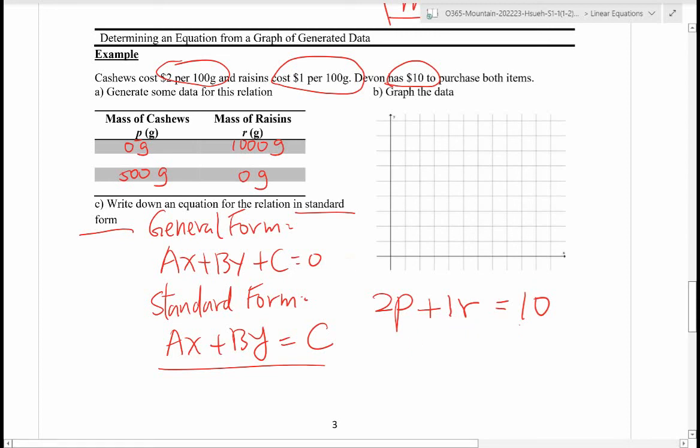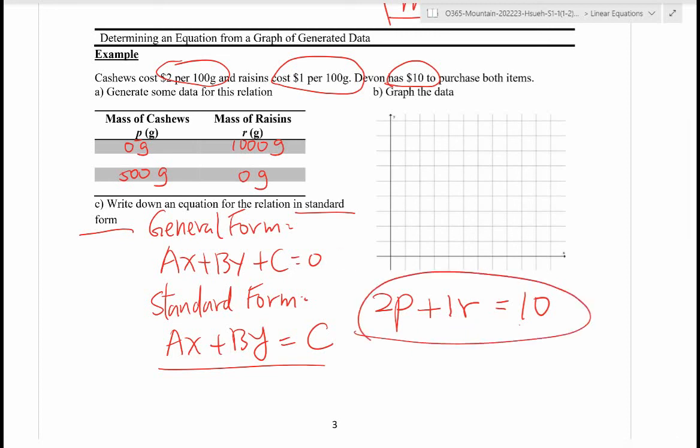2p plus 1r is equal to 10. Okay, so this is the equation in standard form. Okay, now we are going to graph this data. Here is P, here is R.